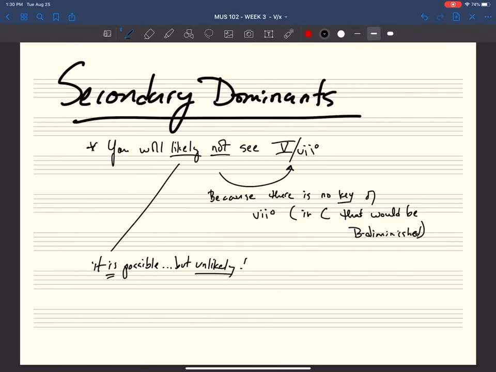Conspicuously, one that's missing is the 7 diminished chord. Didn't talk about that one. You will not likely see that, and I'm telling you now, on our homework, as we're working through this stuff and learning the principles, you will not see that. So you won't have a 5 of 7 diminished, because there's no key of 7 diminished, right? If you think in the key of C, that's B diminished. Is there a key of B diminished?